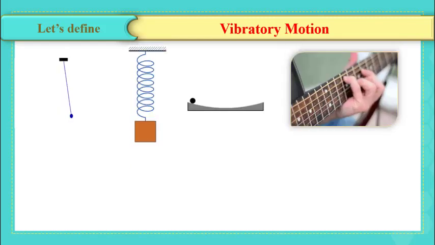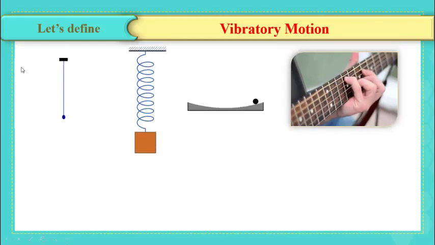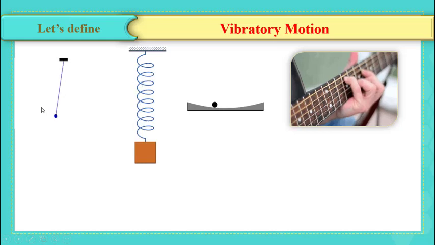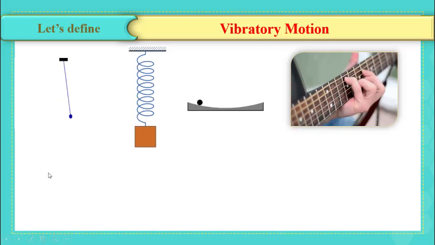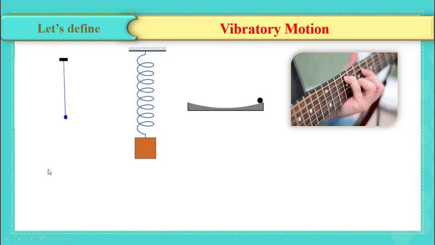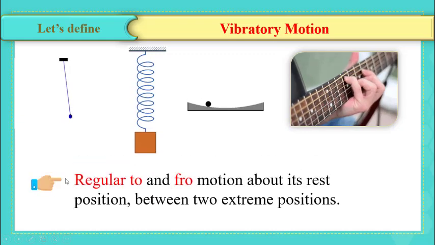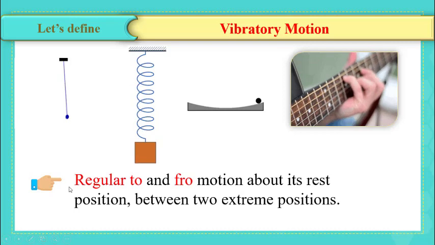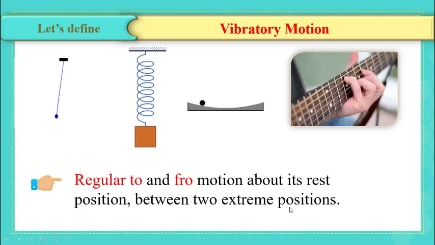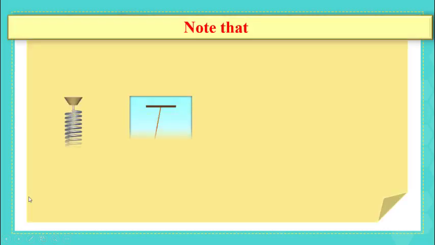Now, let's consider the following motions. What is the common behavior between them? They are vibrating. Each one of them undergoes a vibratory motion, which is a regular to and fro motion about its rest position between two extreme positions.